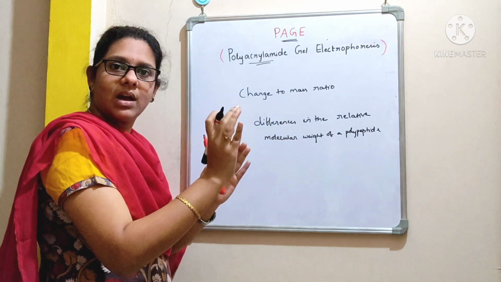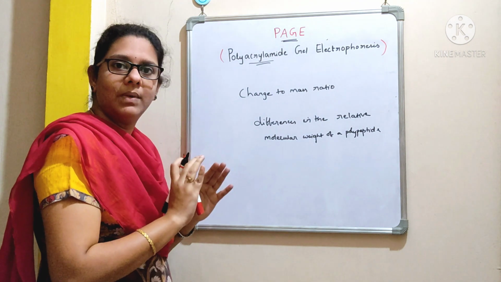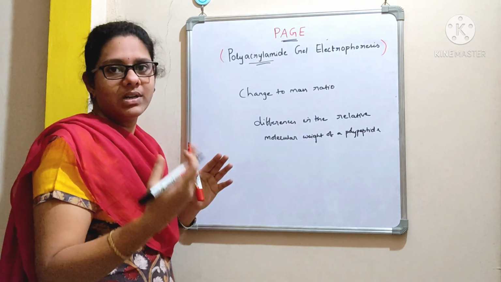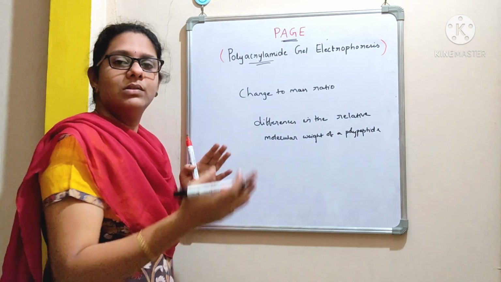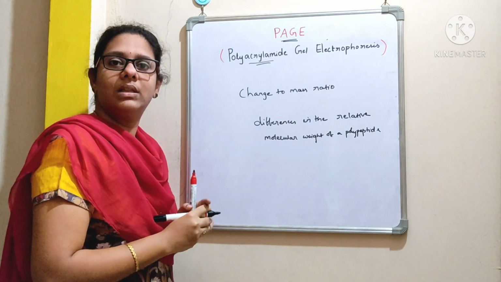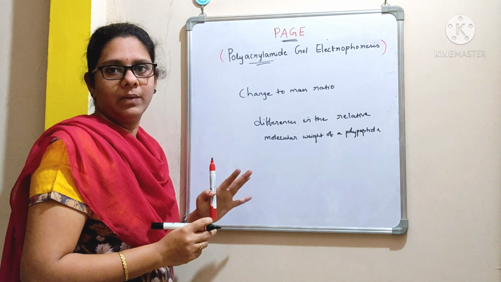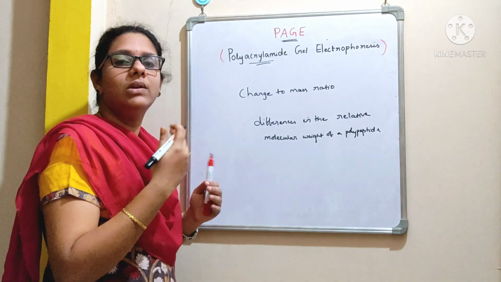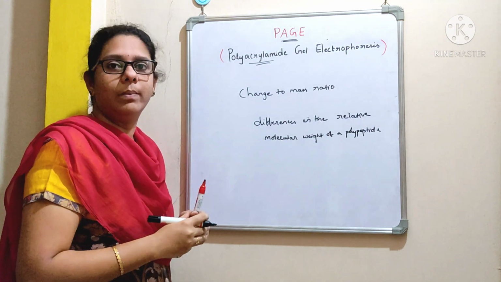They carry the same charge, but the size is not the same. Each protein will have a different size, different molecular weight. So based on that property, we are going to separate the protein molecules under the influence of an electric field. So that is the reason each protein will have a different electrophoretic mobility.